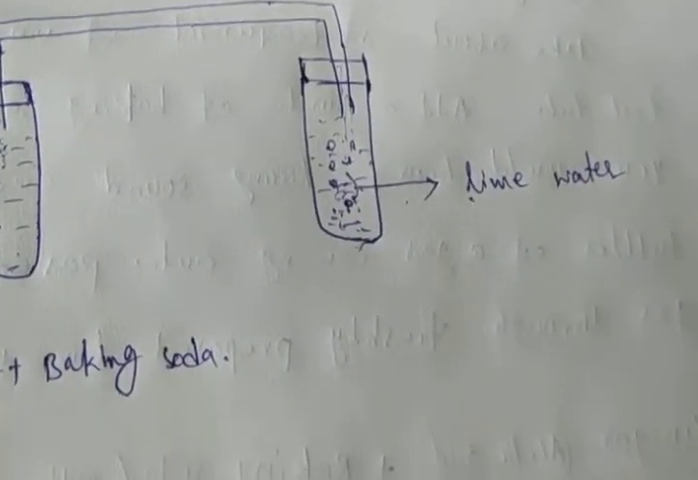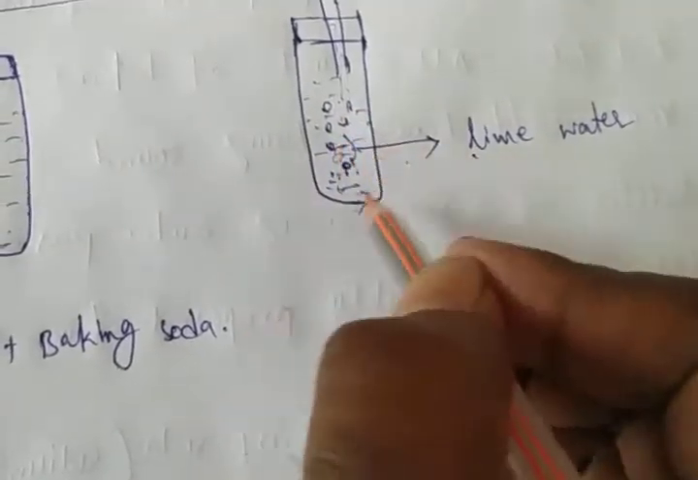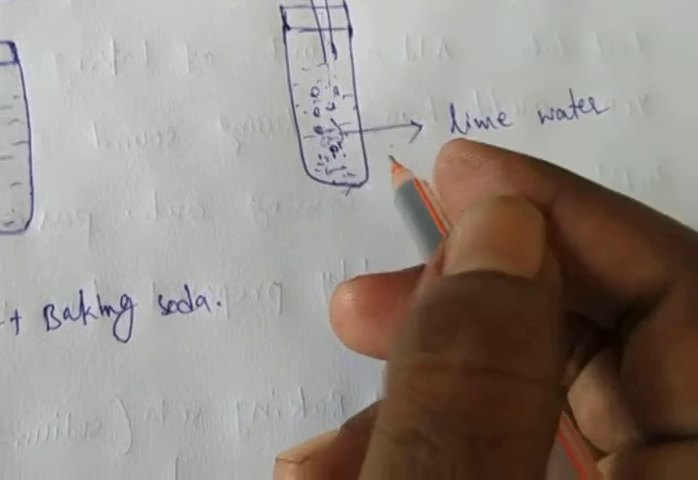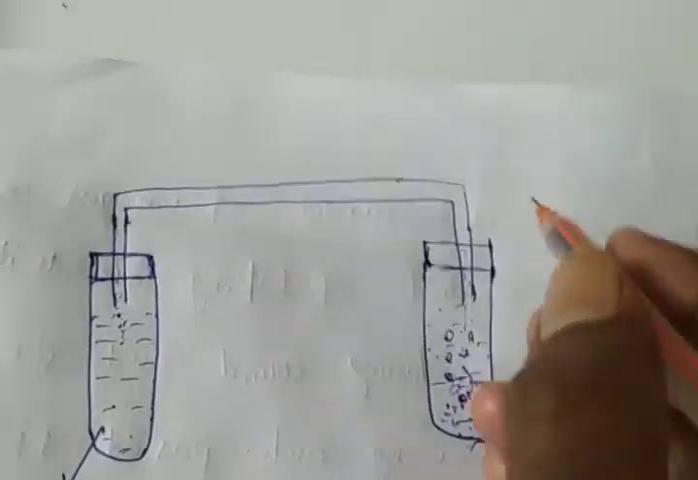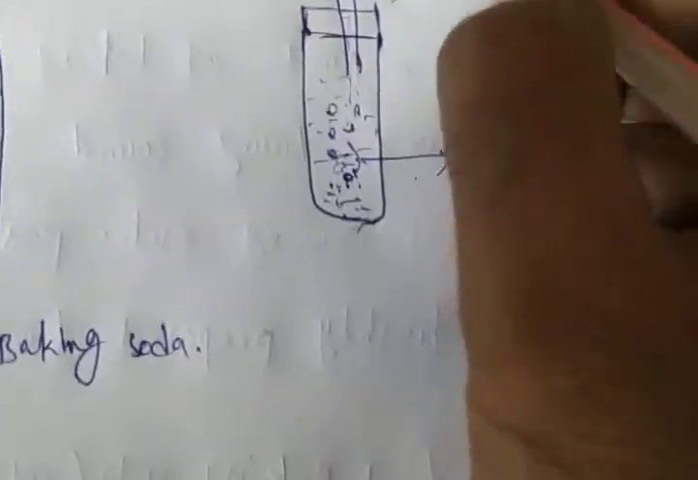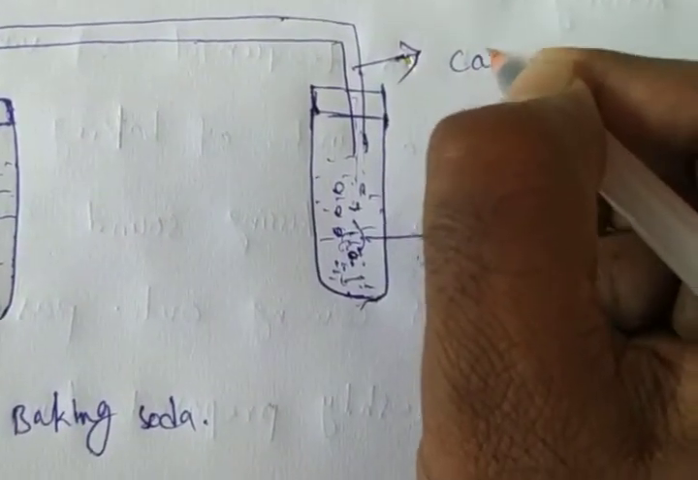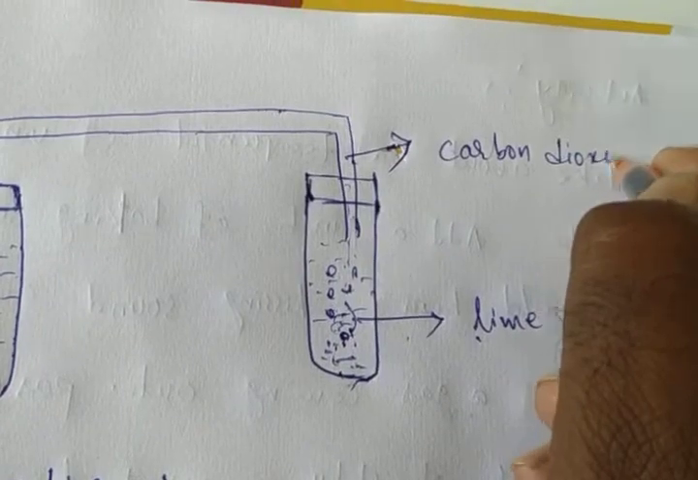The turning of lime water into milky is a standard test for identification of carbon dioxide.